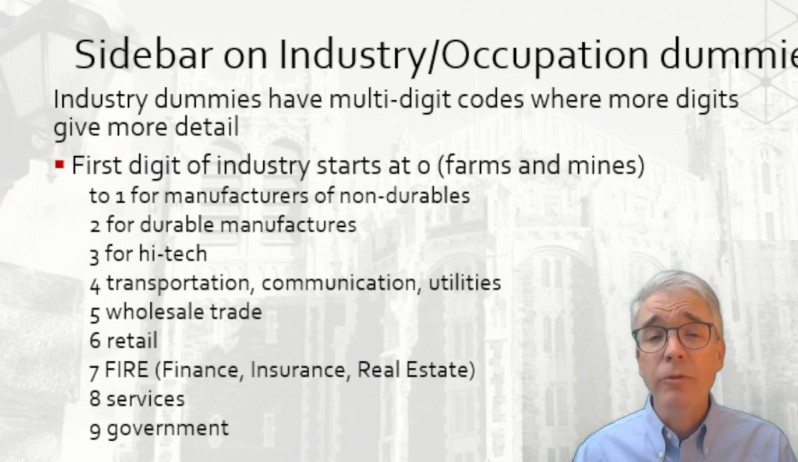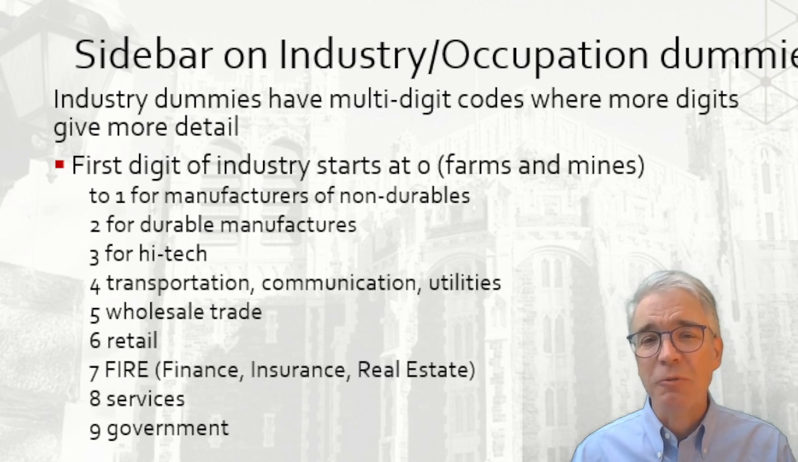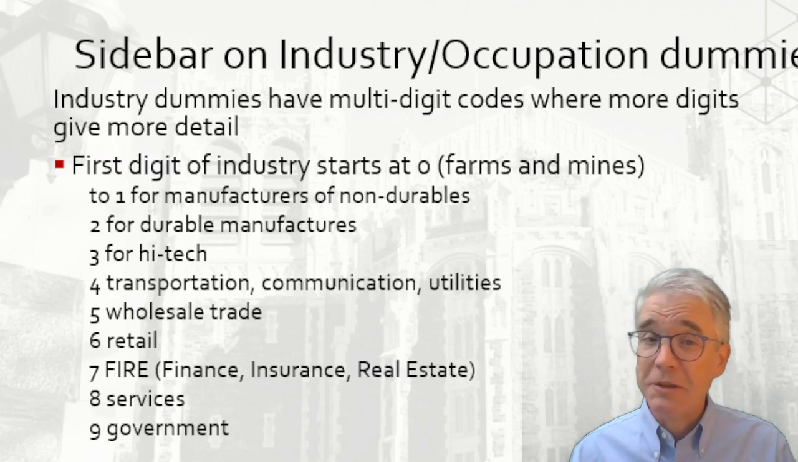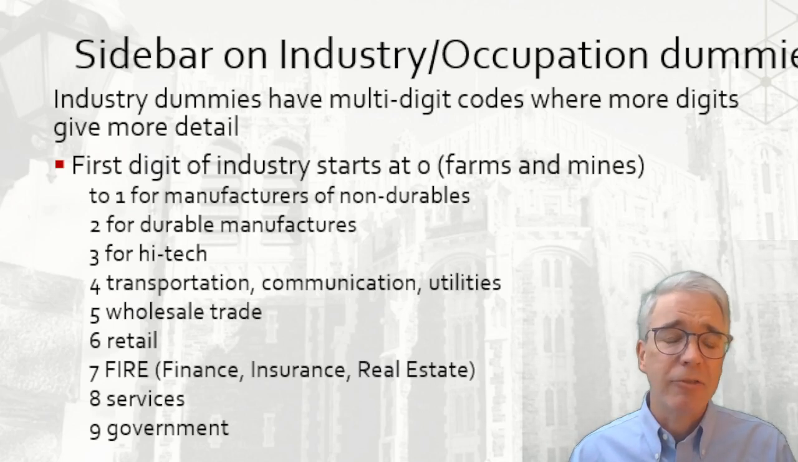2, durables. 3, high-tech. 4, transportation, utilities. 5, wholesale. 6, retail. 7, FIRE, F-I-R-E: finance, insurance, real estate. 8, services. 9, government. If you have a 2-digit code, then the second digit is going to add more detail to the first level. 3-digit, 4-digit, 5-digit, 6-digit. Some of these go really deep. It can be complicated as you look over a longer time, since the size of the industries might change dramatically, but it's all there for you to play around with.